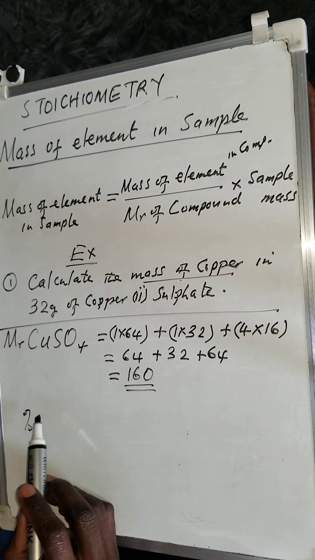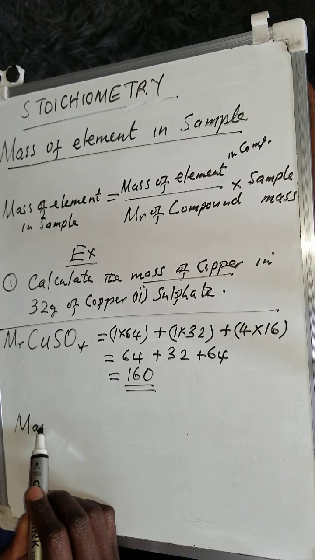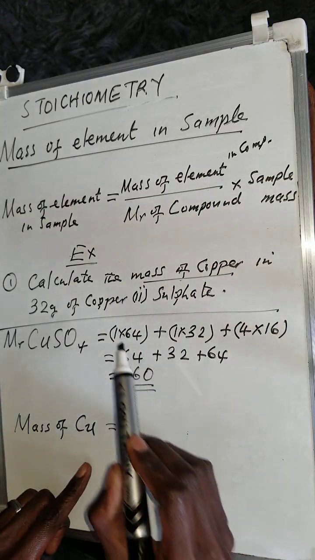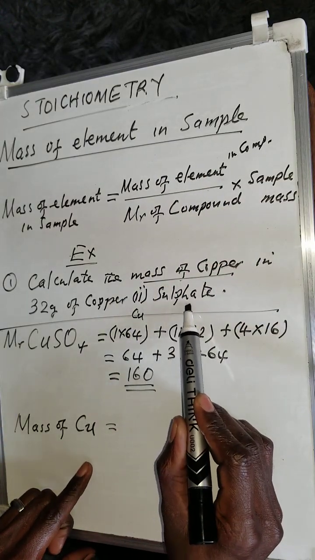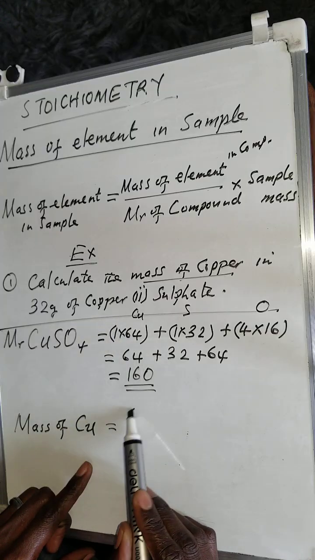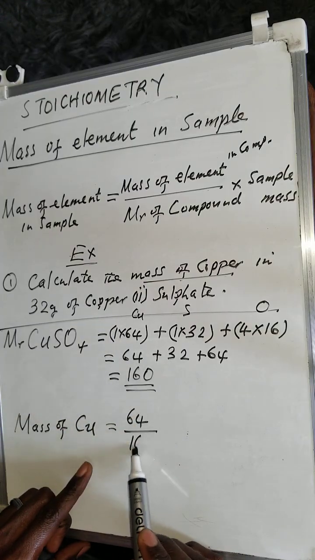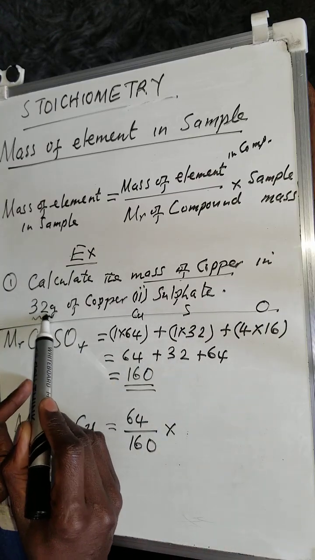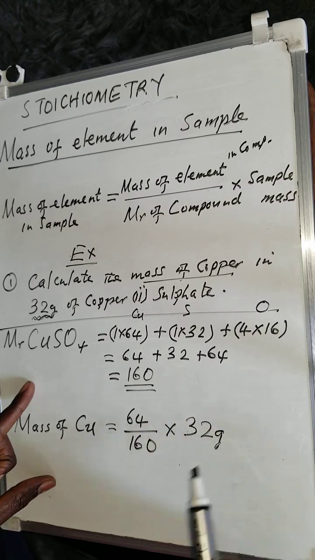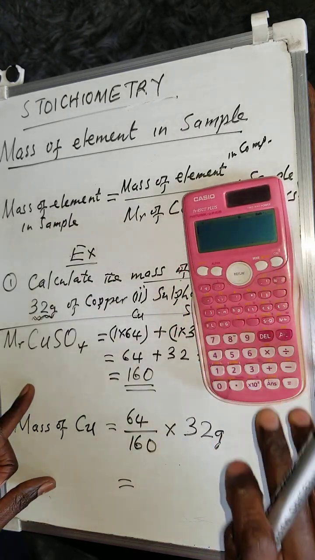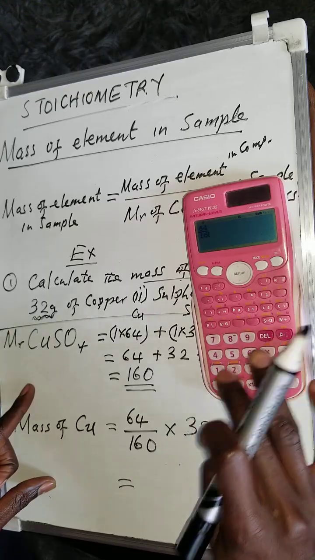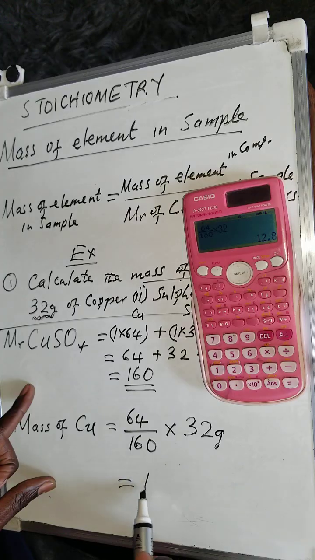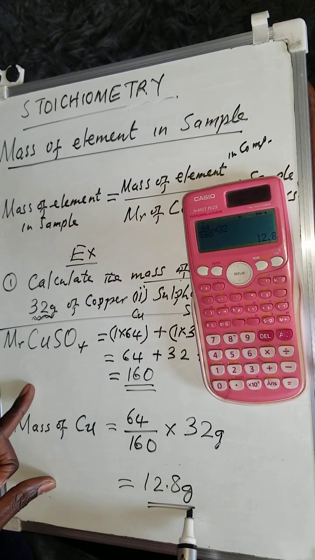So now to find the mass of copper, Cu, in the sample. If you remember, copper was here, this was sulfur, and that was oxygen. So the mass of copper is 64 over the total mass, which is 160. Then we multiply. But what was the mass of the whole sample? It was 32. So we multiply by 32 grams. If you put it on your calculator, 64 over 160 multiplied by 32 grams gives me 12.8 grams.